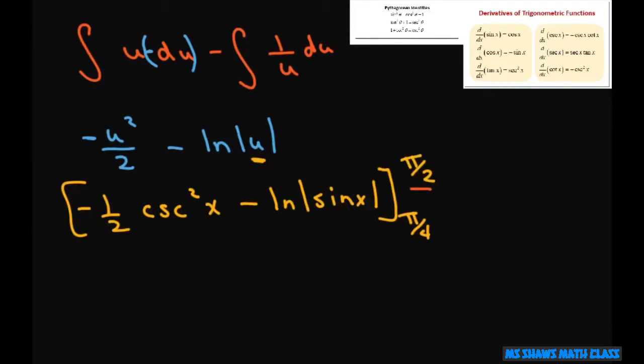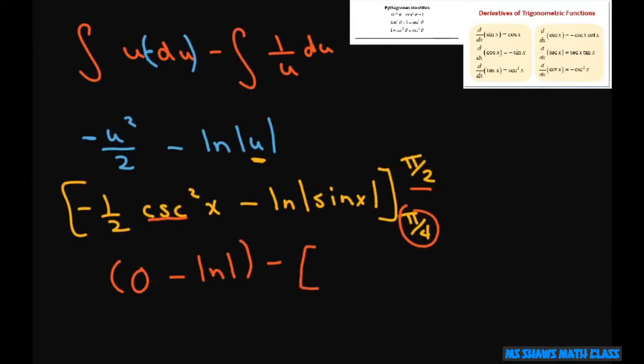So we plug in pi over 2, and cosecant of pi over 2 is just going to be 1, so that part is negative 1/2. Minus ln of sine of pi over 2, which is 1, so that's ln of 1. All right. Minus, now let's plug in our pi over 4.